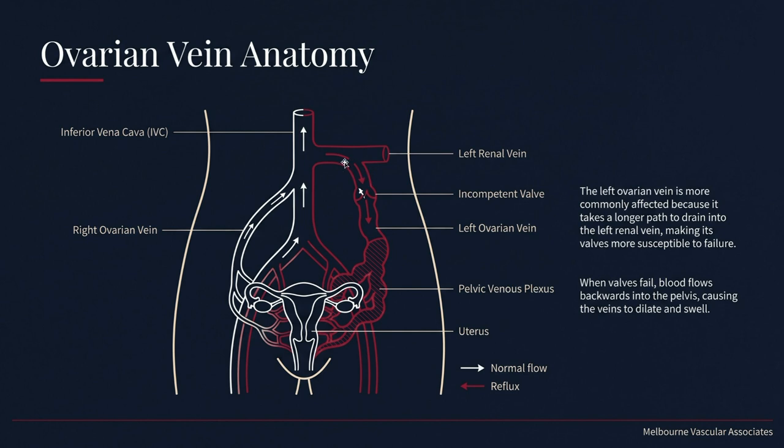So what we have here, we have the left renal vein, and then from that comes the left ovarian vein, which then fills the pelvis with additional blood and causes discomfort in the pelvis. We do have a right ovarian vein, but we rarely see any reflux on this side. It usually takes a much more straightforward course directly onto the inferior vena cava.